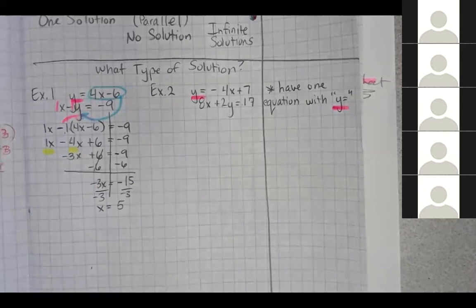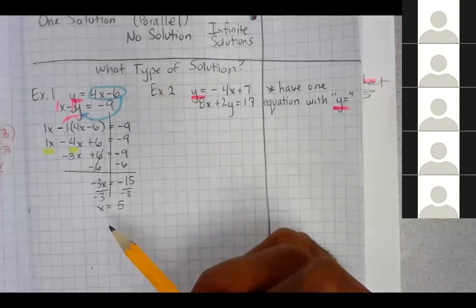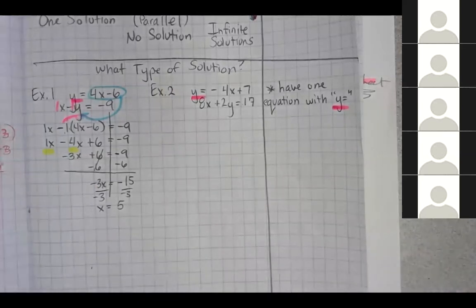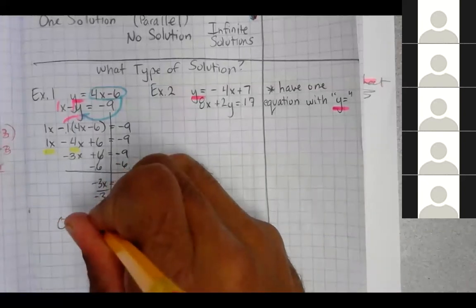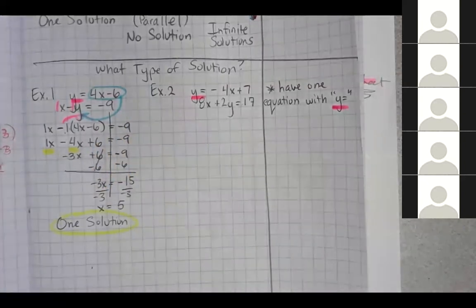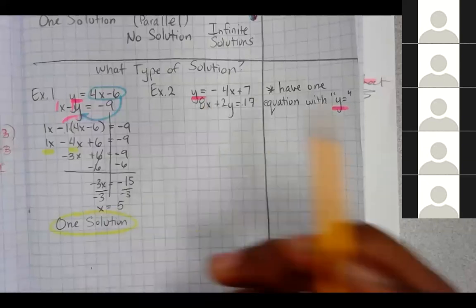Now, what does this mean? Because remember, we're not just looking for x and y, we're looking for what type of solution do we have. Well, if I got an x equals 5, that means I have a solution. And there's only going to be one. So I don't actually need to find y in this case, because all I need to know is is there a solution at all? So in this case, we have one solution. Okay. Now, same steps on the next one. Same exact steps, because they're both set up the same way, just different numbers, right?